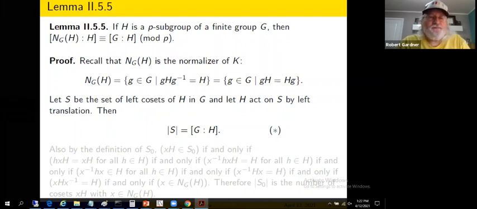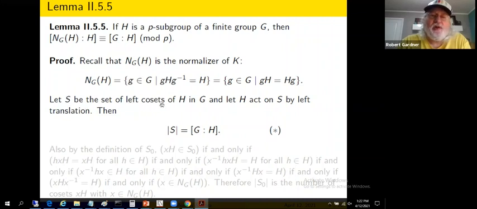So we're going to introduce a set and some group action. Let S be the set of all, say, left cosets of H in G, and let H act on S by left translation. First, S is the set of left cosets of H in G. How many of those are there? That's what the index symbol represents. So the index of H in G is the number of left cosets of H in G, or right cosets, same number, different sets potentially. So the cardinality of S is simply that by the definition of these index symbols.